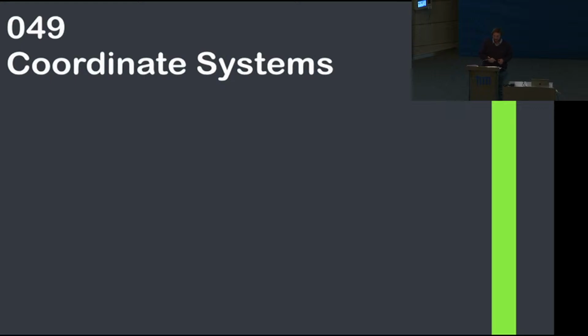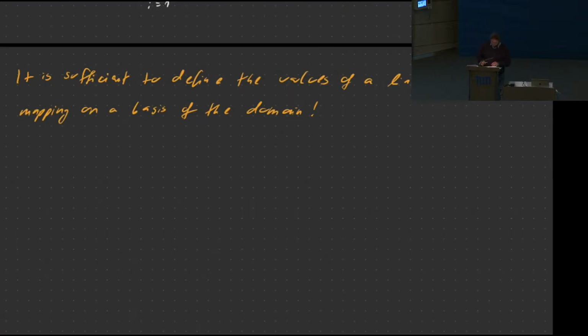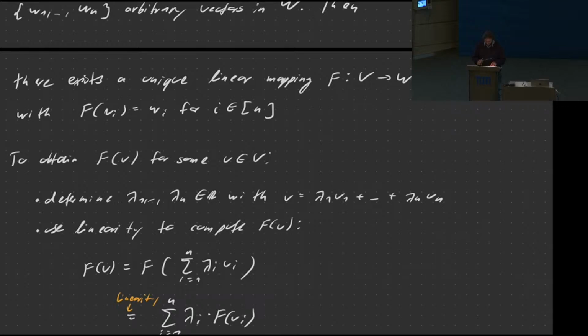How do we determine the lambdas? We'll see an example of that in a little while. So basically the question is, how do we get those lambdas? The answer is once we have the V, we have the basis, so we know the V1 to Vn, right? So what we get here is a system of linear equations where the lambdas are the unknowns.